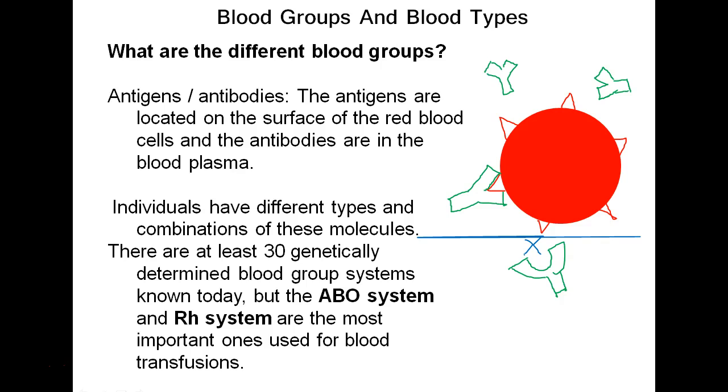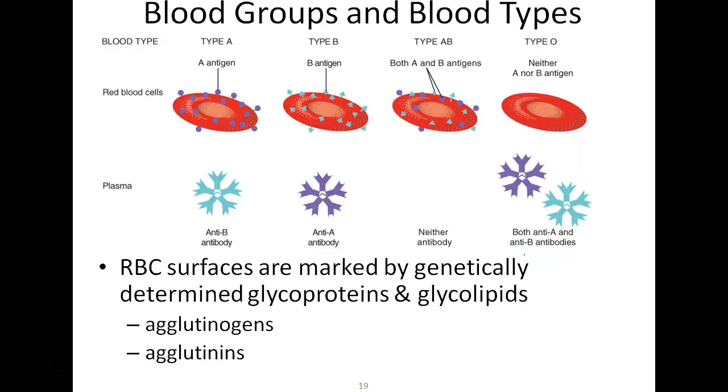Okay, so coming back to antigens, individuals have different types of antigens and different combinations. There are actually something like 30 different genetically determined blood group systems. But generally speaking, most persons are using the ABO system. In other words, blood type A, blood type B, blood type O. And then the Rh system as well. That's when they say positive or negative. So let's look more into these blood groups.